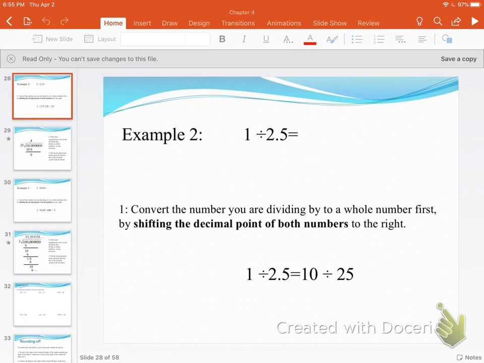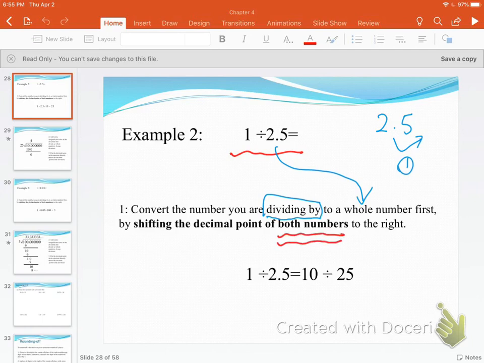Let's look at another division example. 1 divided by 2.5. So what's our goal? First step, we want the divisor, the second number, to be a whole number. So we want to change 2.5 to a whole number. We need to move the decimal point 1 place to the right. And remember, we have to move both decimal points to the right, the same amount.